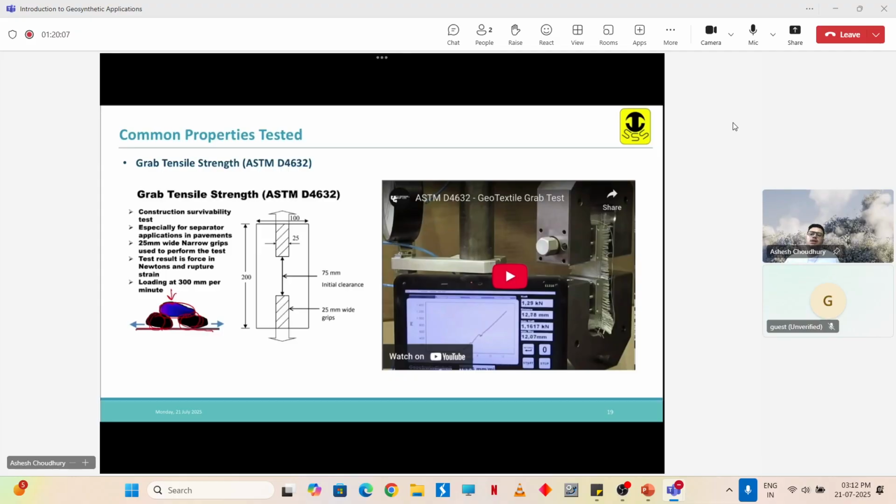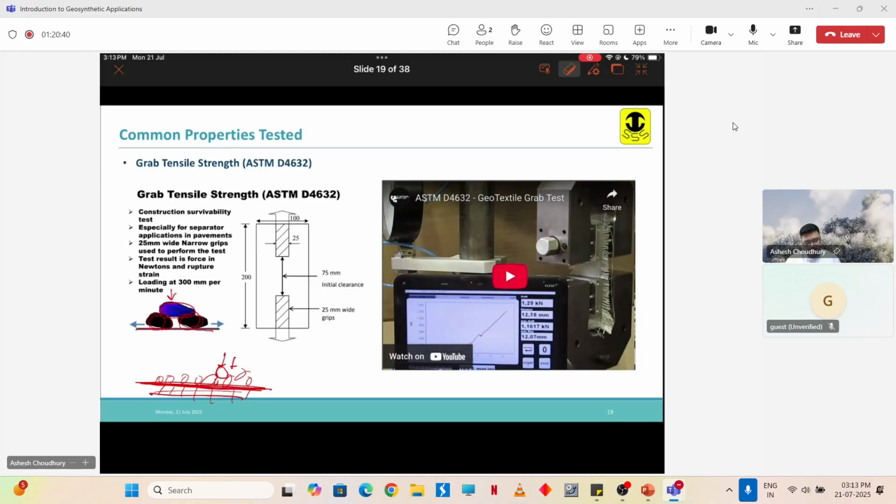This is done to test construction survivability, especially for separator applications in pavement. As I said, in pavements you have a subgrade, and at the interface we put the geotextile, and here we put the boulders like this. When the load comes, there are chances that the boulders will tear the geotextile apart. To test for that, we do this kind of test.